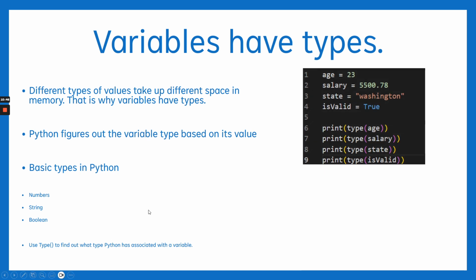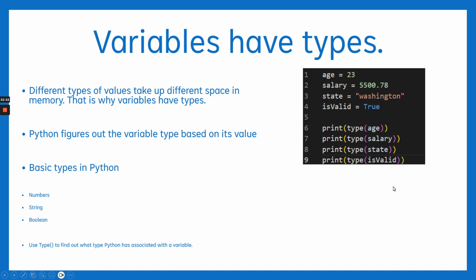Here's an example. I have declared 4 variables here. One is age, one is salary, one is state, one is valid. I have associated values with them by using the equality sign. I have said age is 23, salary is something, state is Washington, is valid is true. And now I'm using the type function. I'm saying print the type of age, salary, state, is valid.